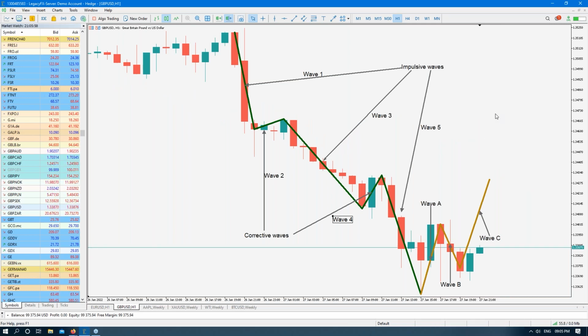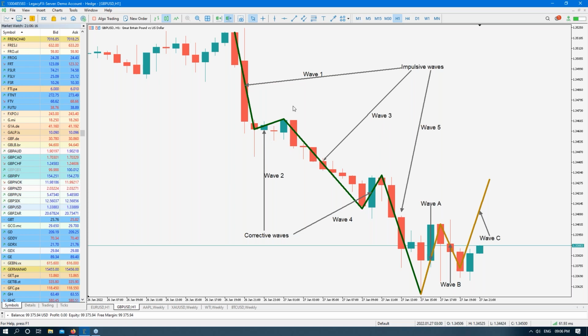This is on an hourly chart. You can do it on an hour, day, week, doesn't matter. All right, so here we have the impulsive waves, that's wave number 1, 3, and 5. And here we have the corrective waves, waves number 2 and wave number 4.